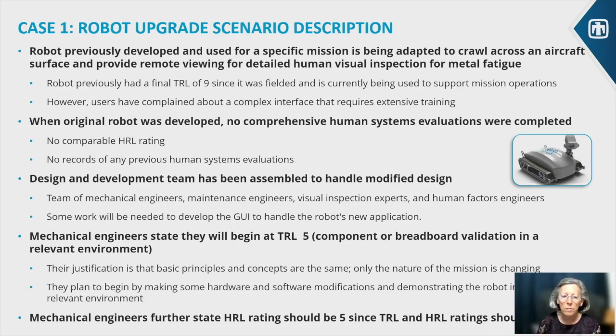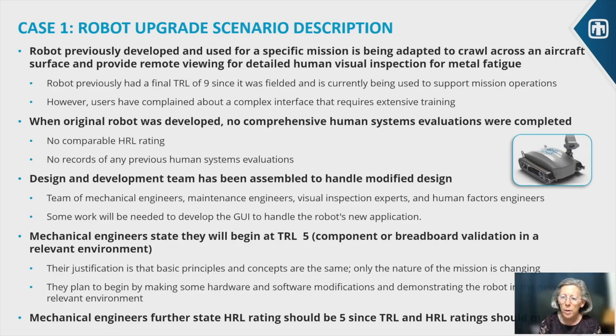The design and development team has been assembled to handle the modified design. And that team consists of mechanical engineers, maintenance engineers, visual inspection experts, and human factors engineers. Some work will be needed to develop the GUI to handle the robot's new application. Now, in the meeting, the mechanical engineers state they are going to start at a TRL of 5, the component or breadboard validation in a relevant environment, because they say the basic principles and concepts are the same, only the nature of the mission is changing.